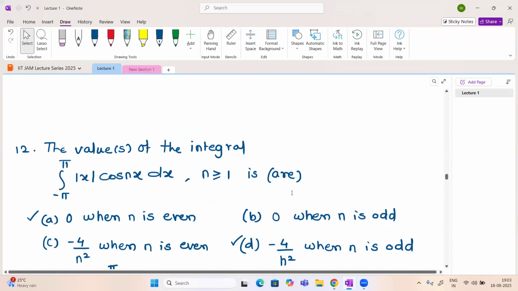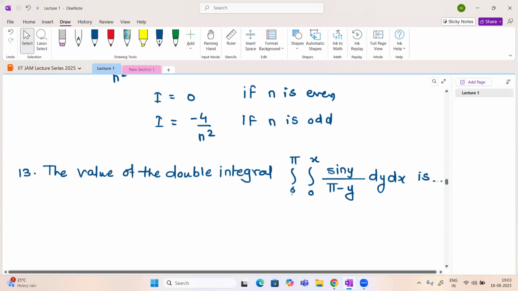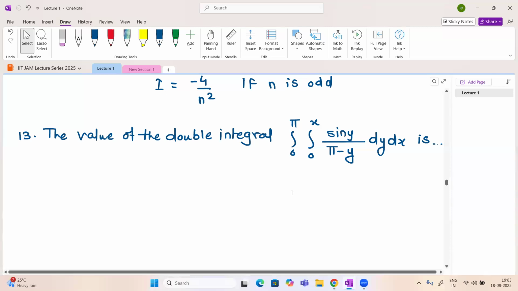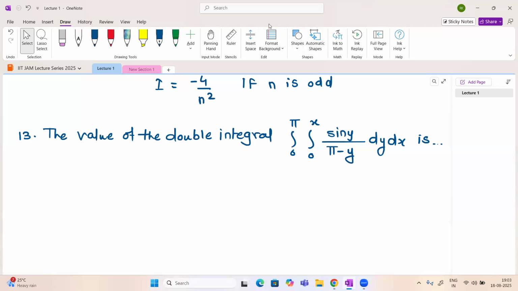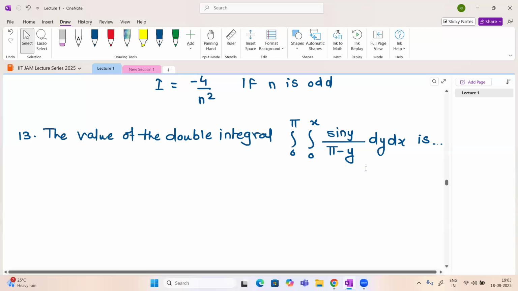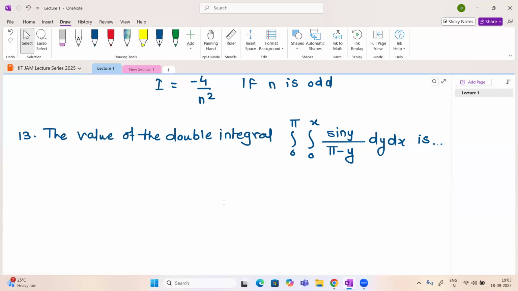So these problems we had covered in last lecture, right? Am I audible to all? Yes, sir. See, this is the next problem. The value of the double integral, integration 0 to pi, 0 to x, sine y upon pi minus y, dy dx, is, right?